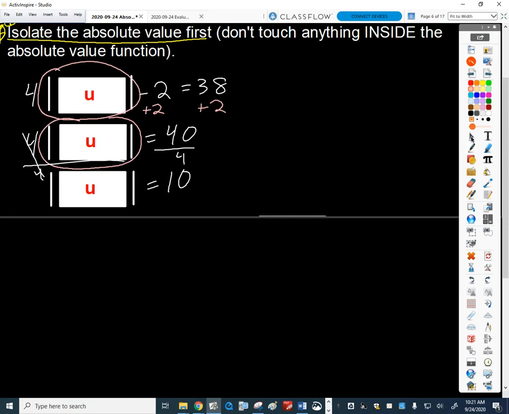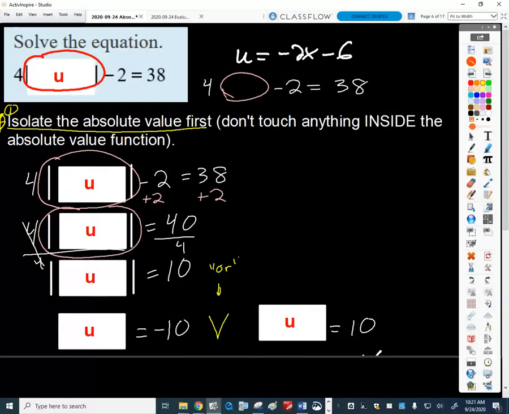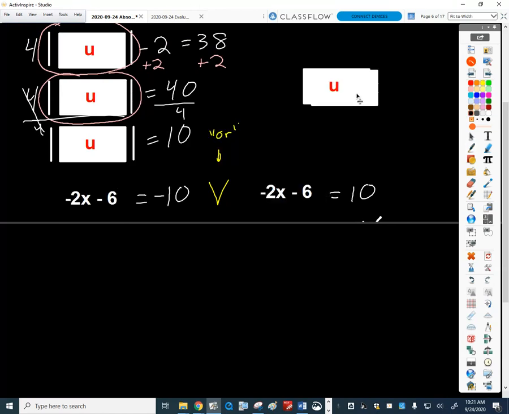What's inside either has to equal -10 or, and by the way, my fancy math symbol for or is just like a capital V. Either what's inside equals -10 or what's inside equals +10, just like before. But now that we got rid of the absolute value bars, we remember that what's inside is really -2x minus 6. Once we isolate the absolute value, whatever was inside, we're just going to set that equal to the negative or the positive.